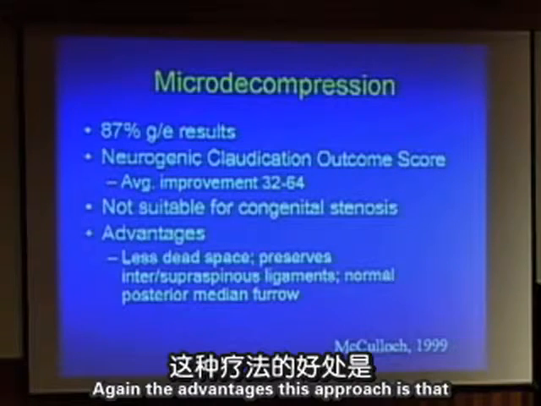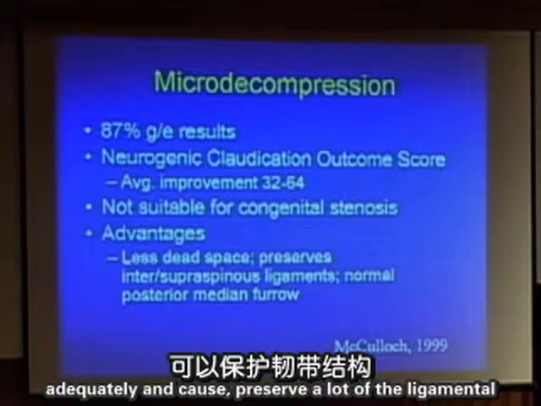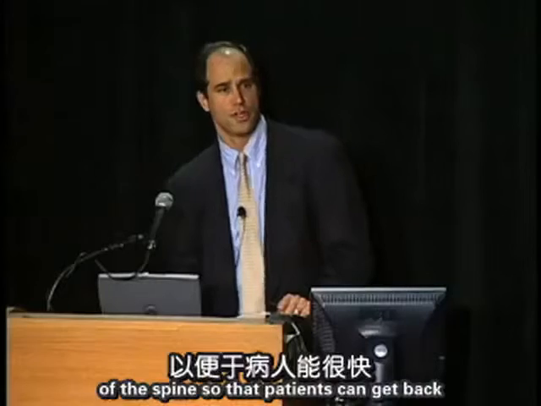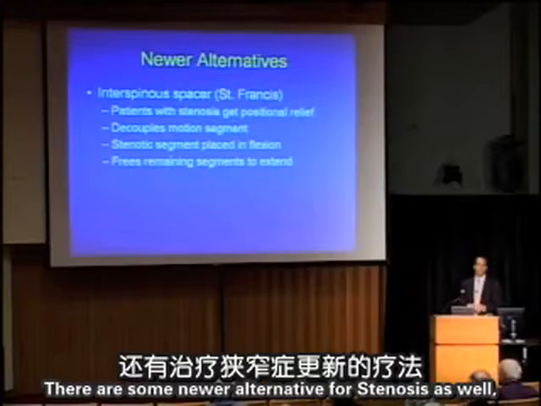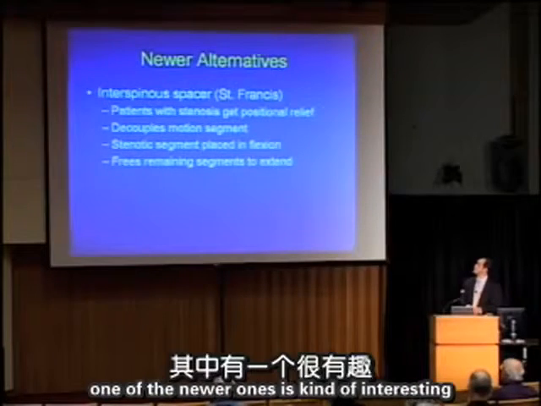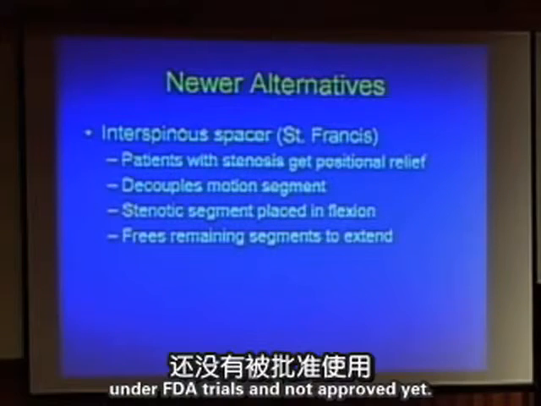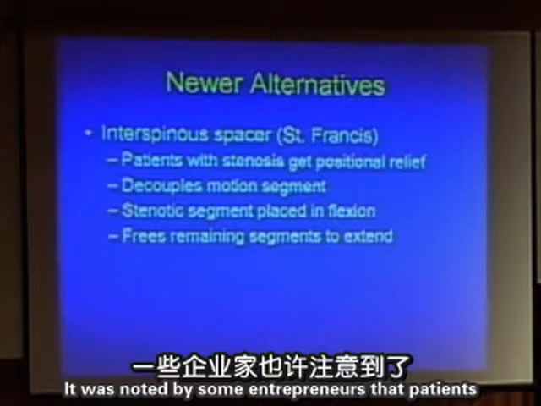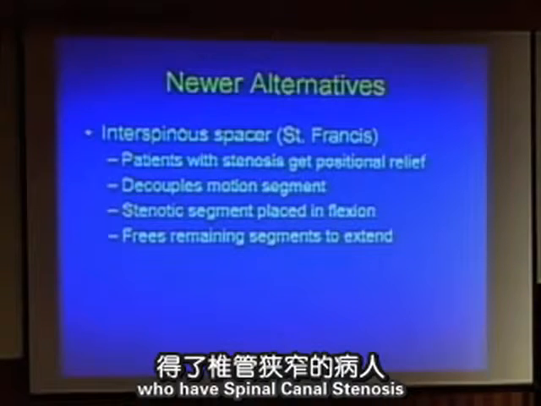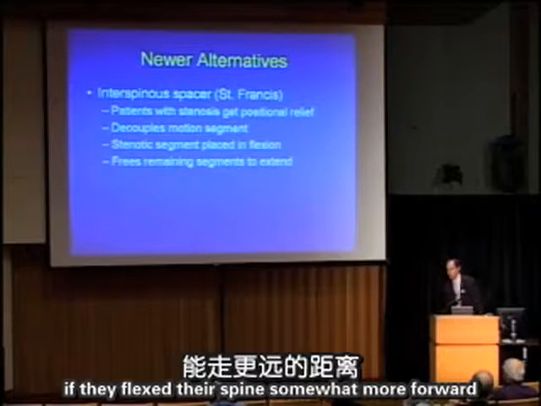Again, the advantage to this approach is that we can still decompress the spinal nerve elements adequately and preserve a lot of the ligamentous structures and the bony supportive elements of the spine so that patients can get back to their usual activities a little more quickly. There are some newer alternatives for stenosis as well. One of the newer ones that's kind of interesting, which I thought we'd talk about, is currently under FDA trials and not approved yet. It was noted by some entrepreneurs that patients who have spinal canal stenosis are able to walk much longer distances if they flex their spine somewhat more forward.